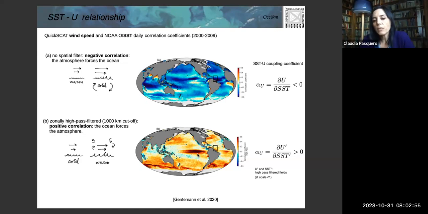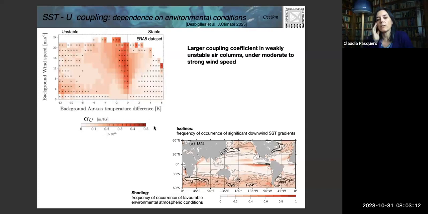Actually, we can see that the correlation coefficient is highly variable. It's overall positive, but highly variable, and clearly this is related to the typical conditions in the different regions of the world. By looking at the environmental conditions, one can look at what conditions lead to the largest coupling coefficient. The coupling coefficient is simply the derivative dU/dSST, the derivative of wind speed versus sea surface temperature.